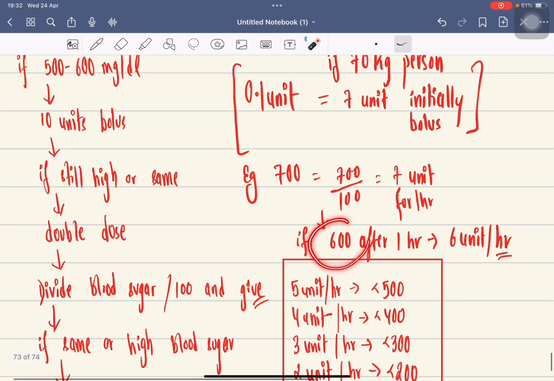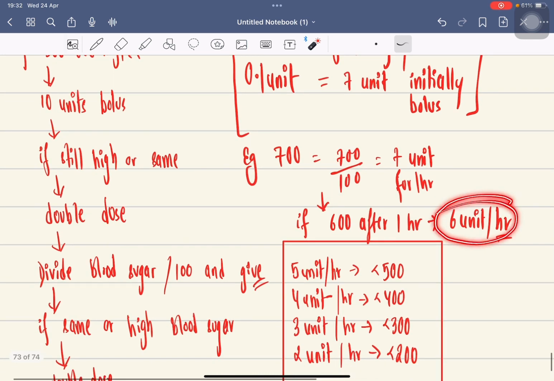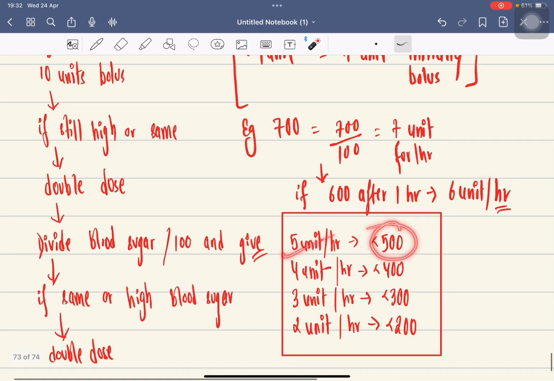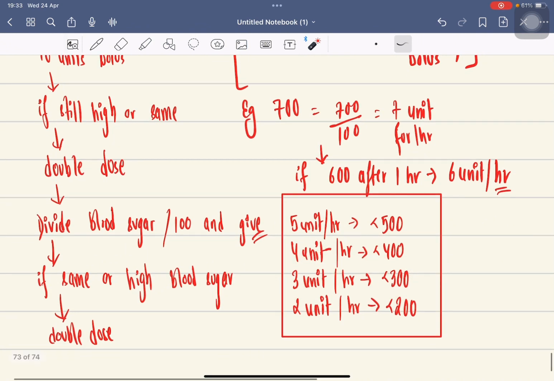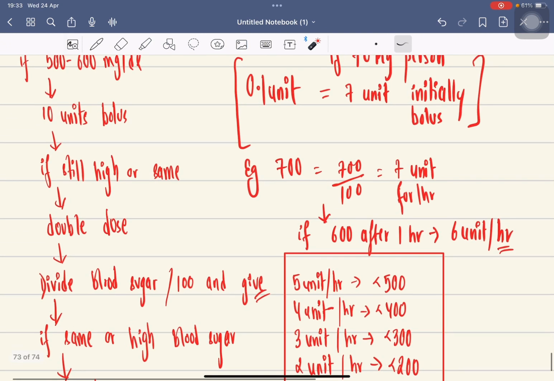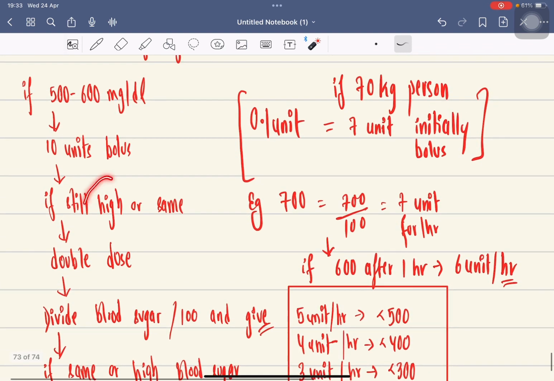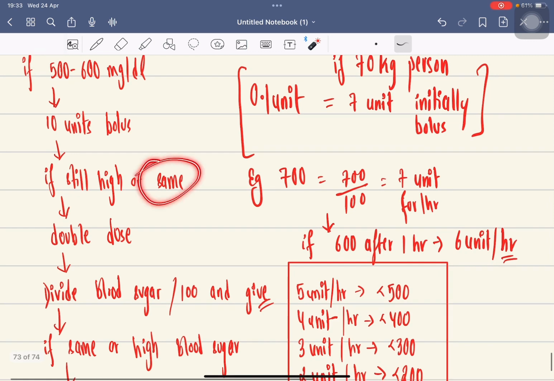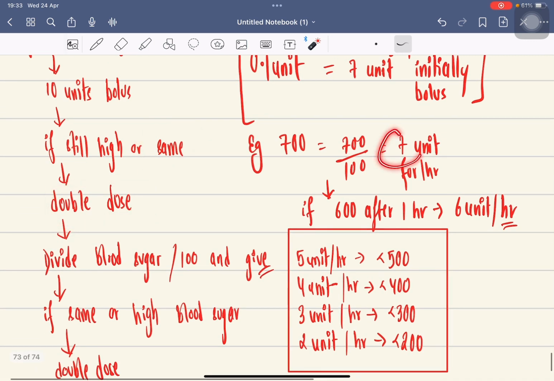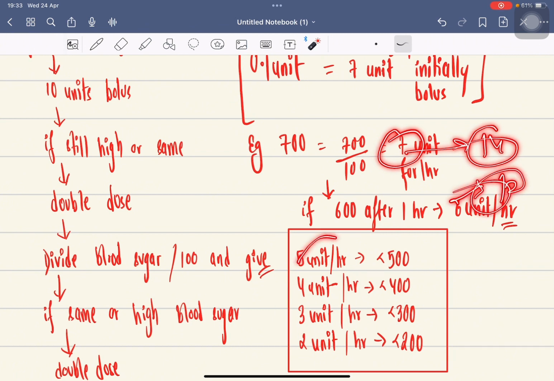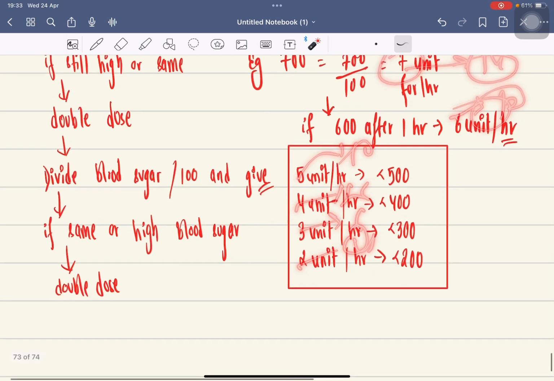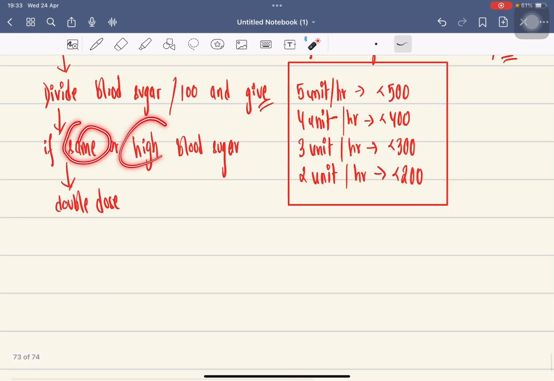If it is 600, then we can give 6 units per hour. If 500, 5 units per hour. If 400, 4 units per hour. If 300, 3 units per hour. If 200, 2 units per hour. But if there is no drop, if it is still high or the same, then we should double the dose. Like from 7 we should go to 14 units, from 6 to 12, from 5 to 10, 4 to 8, 3 to 6, 2 to 4. If same or high, we should double the dose.